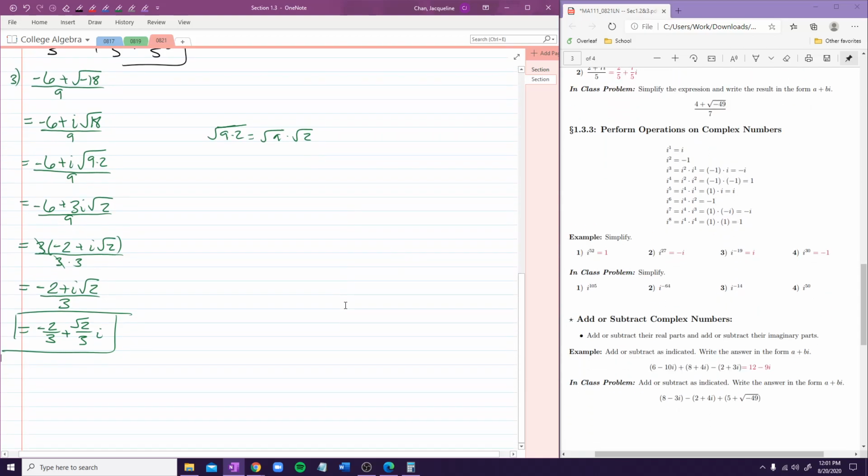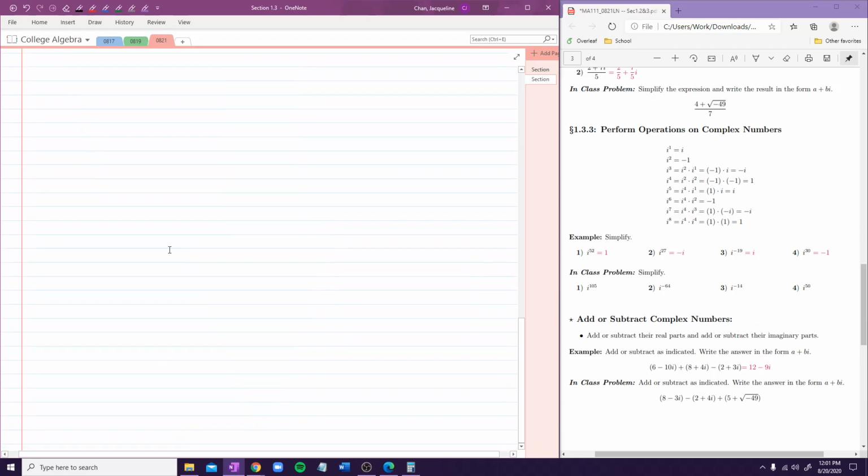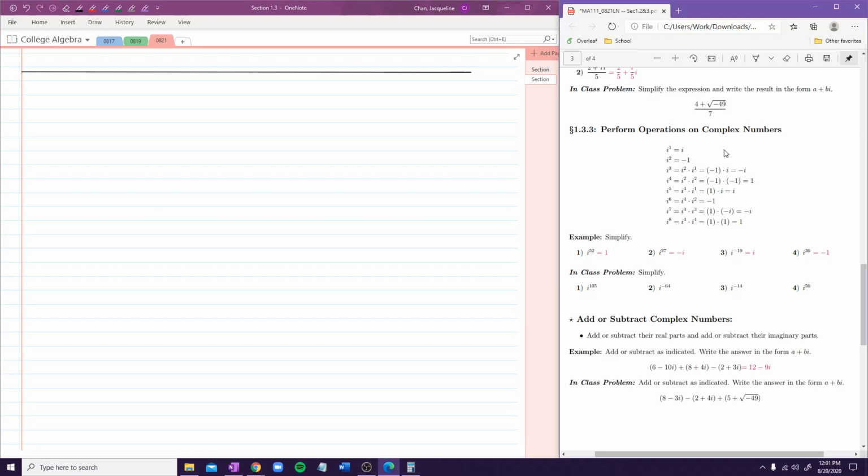Right? So now we're going to talk about operations on complex numbers. First, let's draw our attention to this. We know i to the first power is just i. And we also know by the definition that i squared is equal to negative 1. But what about i to the third power?